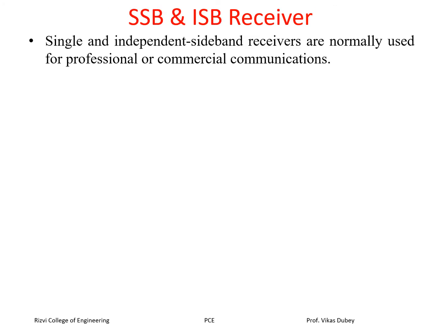Now we will see the remaining part of the receiver. We know that the audio amplifier in the detector and the audio amplifier in the power amplifier normally function to amplify the signal voltage so that it can drive the loudspeaker. Now we go for the second part, which is the SSB and ISB receiver.